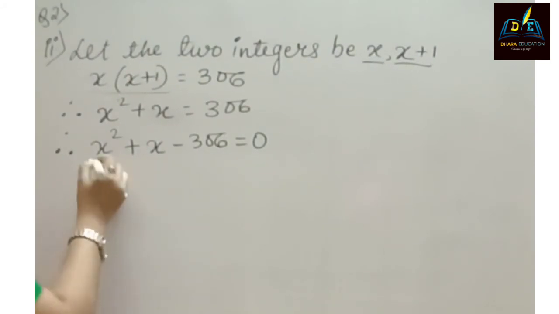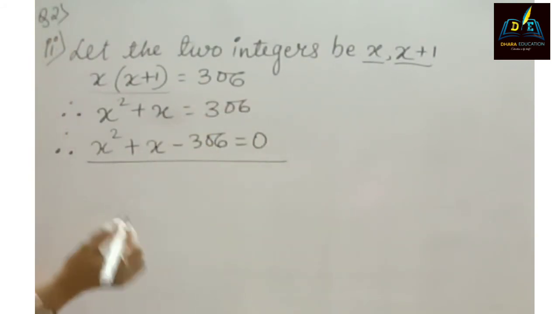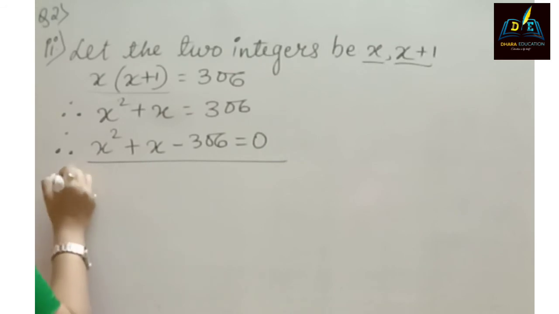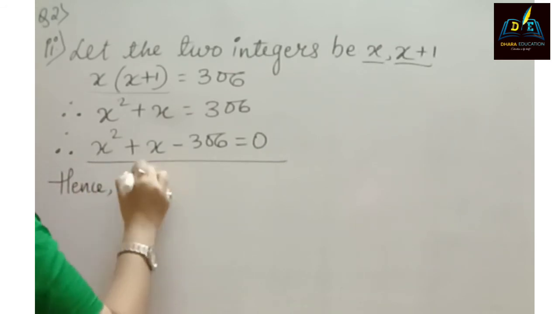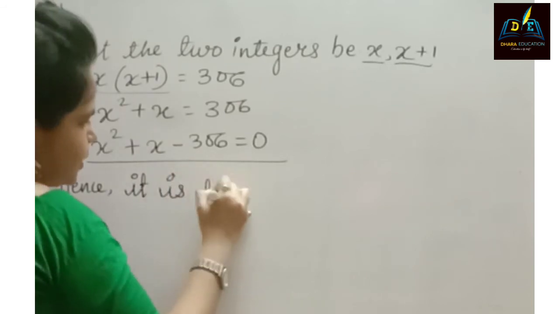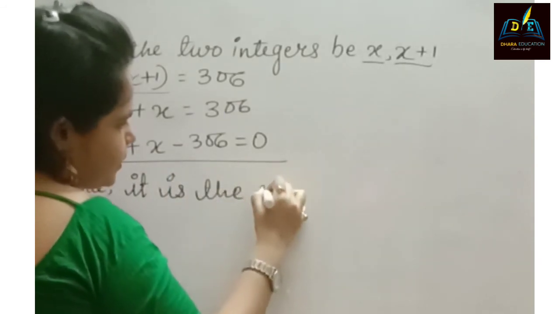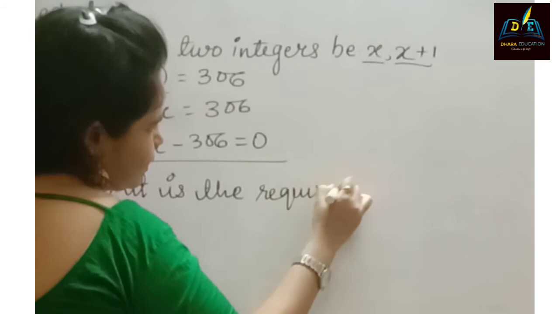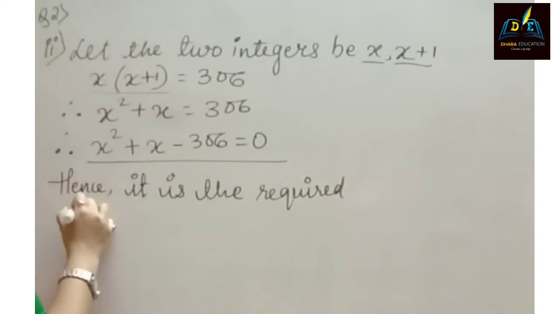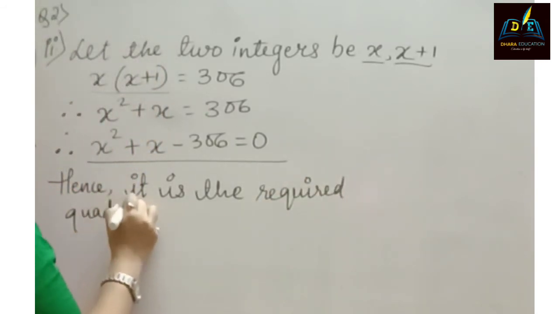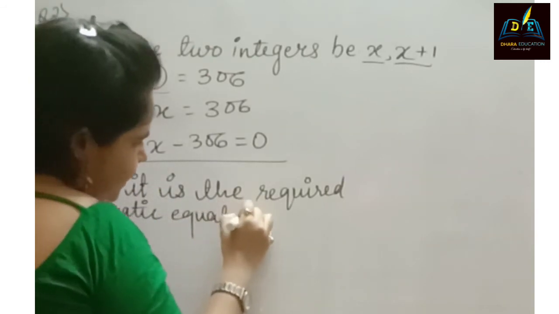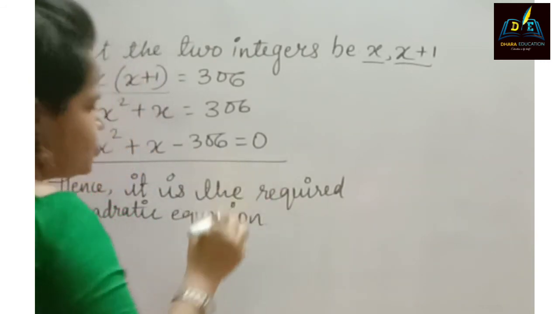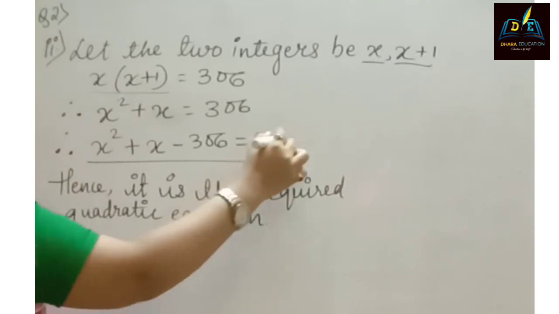So, henceforth, we are getting this as a standard quadratic equation. So, here we can write that, hence, it is the required quadratic equation. That's it. We just no need to solve it. We just need to show this, and this is the end point.